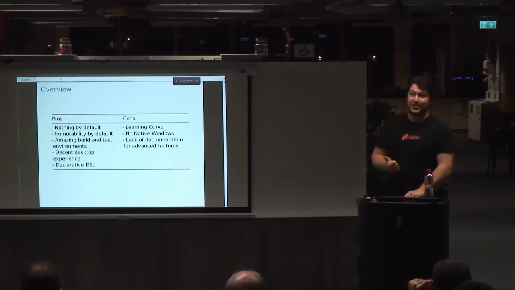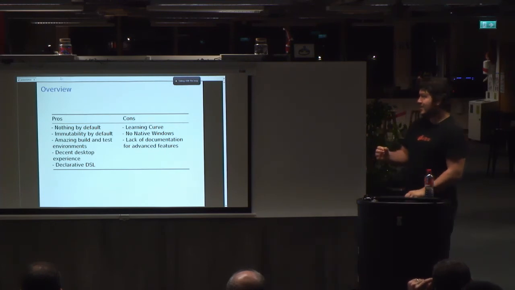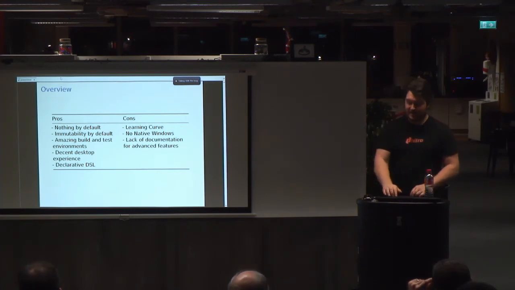The cons, there's a big learning curve, especially for the DSL, which kind of looks like JSON, but it's completely different. It has semicolons everywhere. There's no native Windows support, and there's a lack of documentation for advanced features. But considering the amount of features, there's already a lot of documentation there.